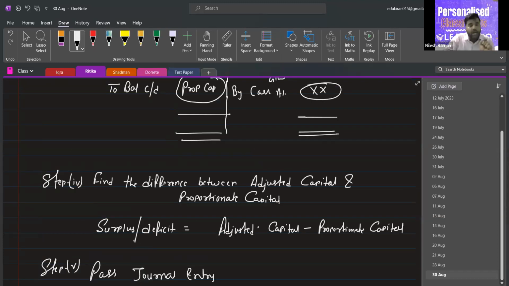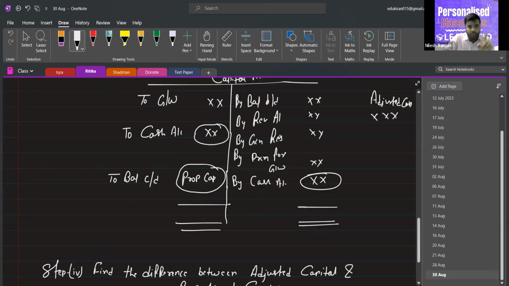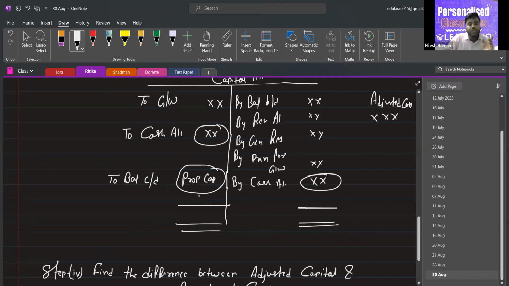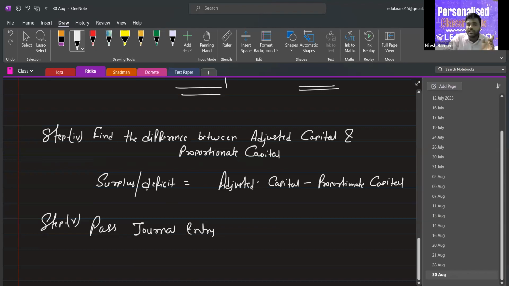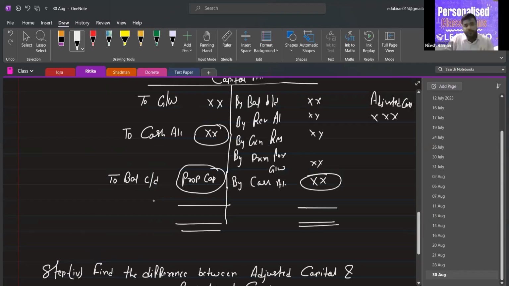But if we are preparing the capital account, which is given here, then you don't need to calculate surplus or deficit. Because if you don't write this proportionate capital, then all the balance we get here is adjusted capital. Yes, if you don't write this proportionate capital to balance b/d, you can see.